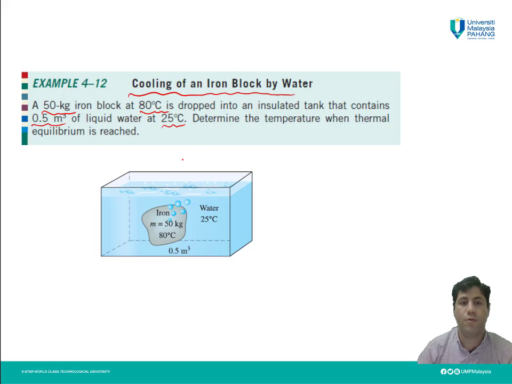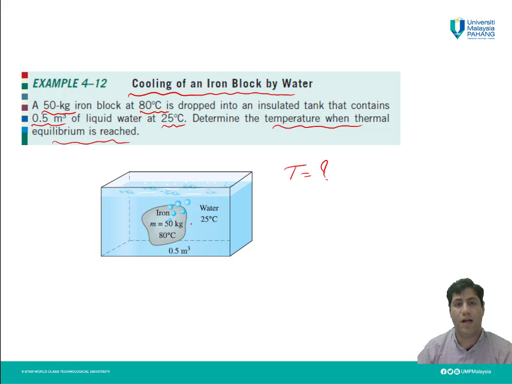So we drop 50 kilograms of iron, whose temperature is 80 degrees Celsius, higher than the temperature of the water, which is 25 degrees Celsius. We know the volume of the water and the mass of the iron block. Then what we need to determine is the temperature when thermal equilibrium is reached. Thermal equilibrium means both the temperature of iron and water will be identical. So let's see how we can find this temperature.